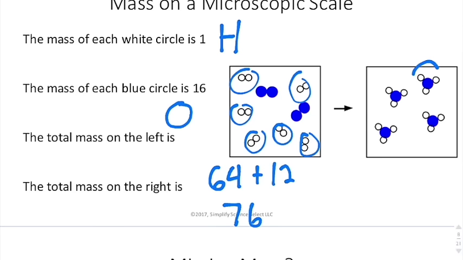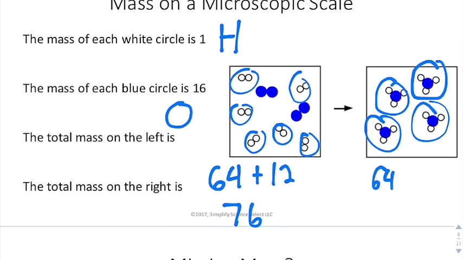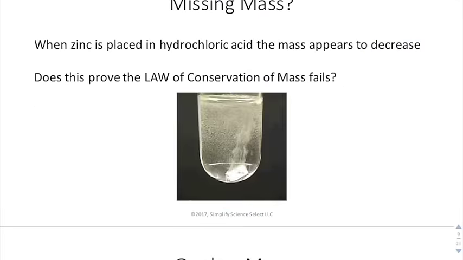What we see on the other side, though, is you have 1, 2, 3, 4. You still have your 4 blue ones, so you have 64. You still have your 12 white, so you're still going to have 76 total mass. The mass is the same because you're not doing anything to the atoms, you're just rearranging the atoms into different forms. So a lot of times it looks like there's missing mass.